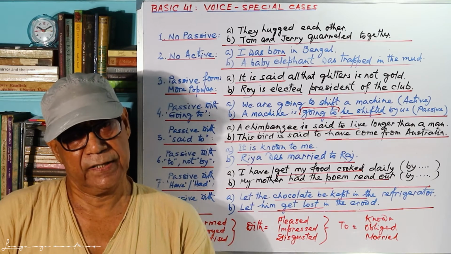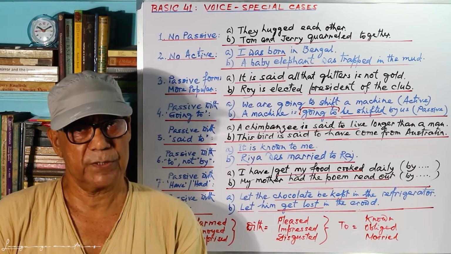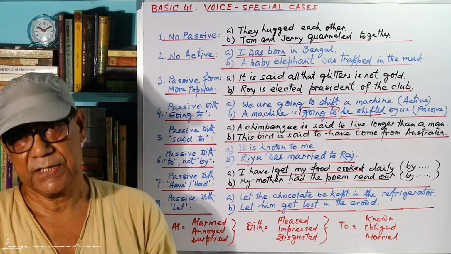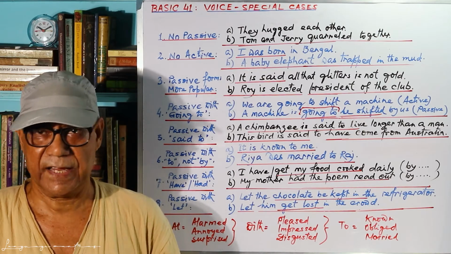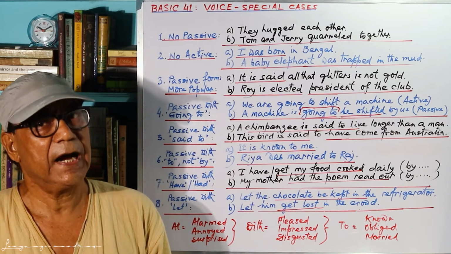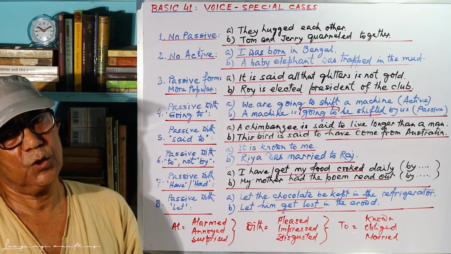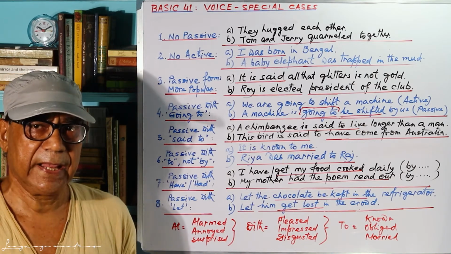Good evening, everybody. This is session number 41, Basic English Language Material channel. We have a list of sentences that are treated as special cases, or say exceptional cases, in terms of the use of the voice, either active voice or passive voice. So let's see one after another and explain things as much as we can.